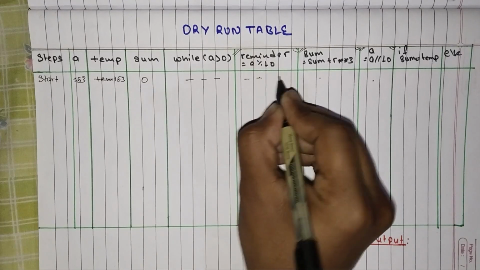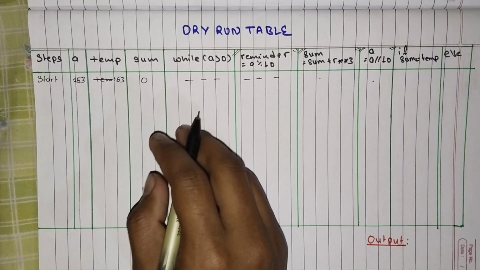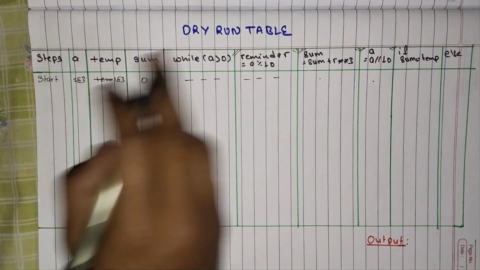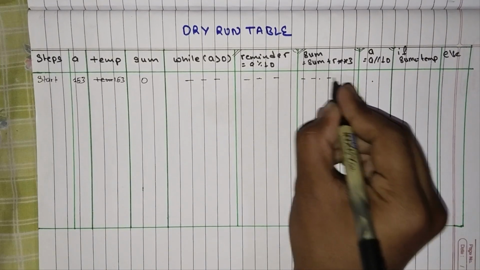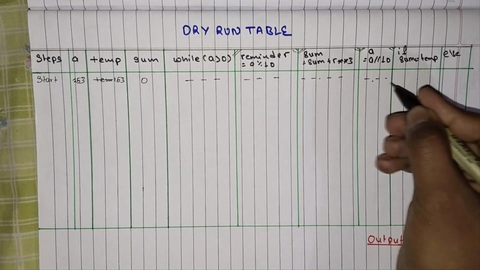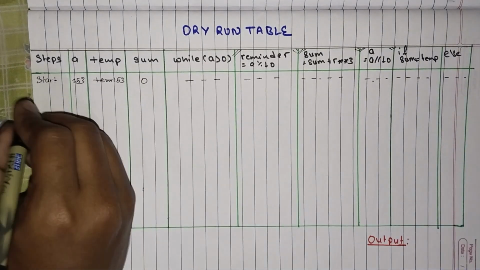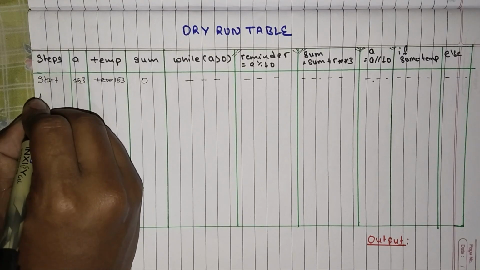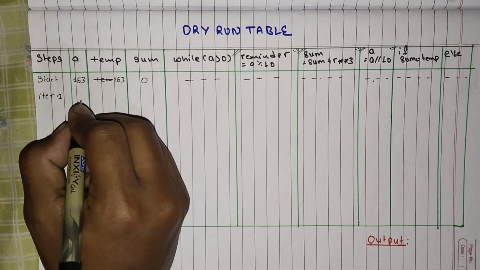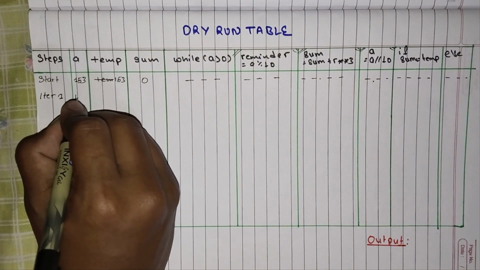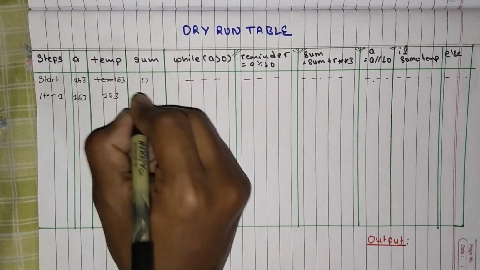Like we just start coding and we just put the value over here, and over here we will check that if the statement is true, then it will check over here. Okay, in the second step, just write iteration 1, and again the value will be the same, 153, and sum is 0.